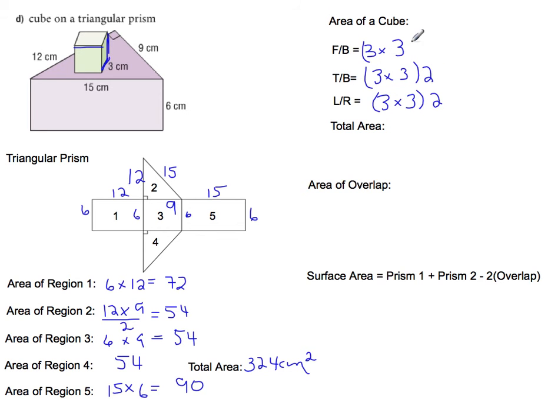Now you could have multiplied everything by 6, which is fine, but I just like to show all of my work. So we have 9, we have 18, 9 and 18. 3 times 3 is 9, 9 times 2 is 18. We have 3 of them. We have 54 centimeters squared.